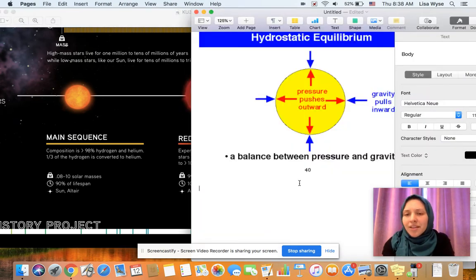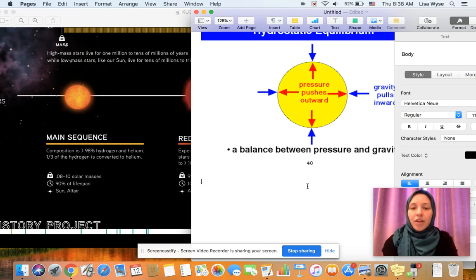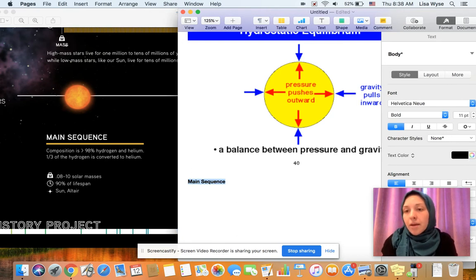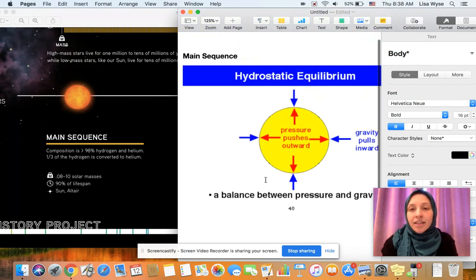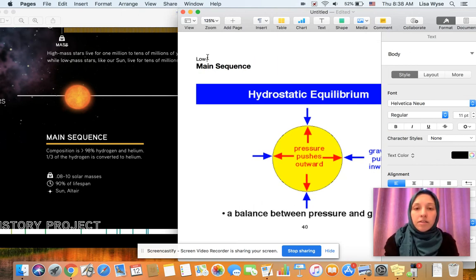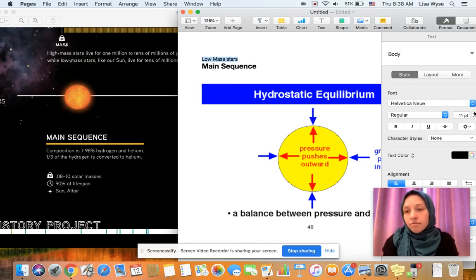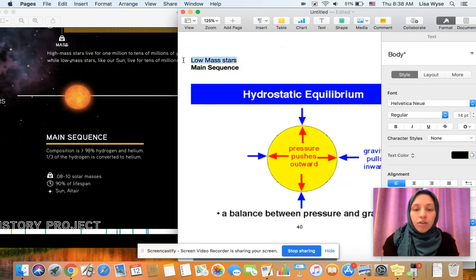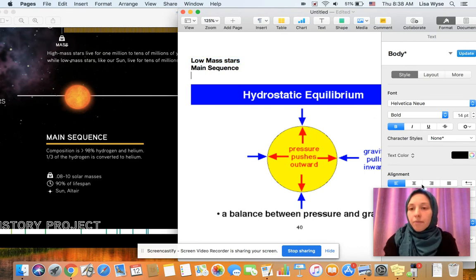Okay, so let's just write some of this stuff down, actually. So what are the notes about main sequence stars? In a main sequence star, these can be your notes, okay? What are the main ideas that you need to know about in a main sequence? And we are talking about low mass stars right now, like our sun. I'm just gonna make this whole thing. Low mass stars, main sequence. Okay, what do we need to know?